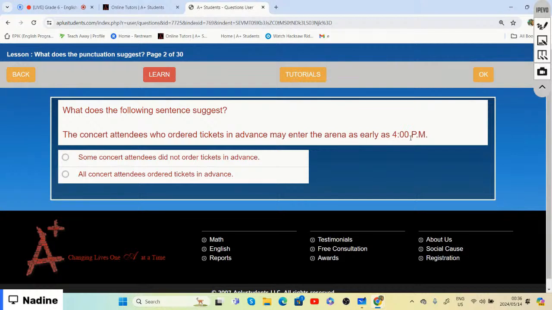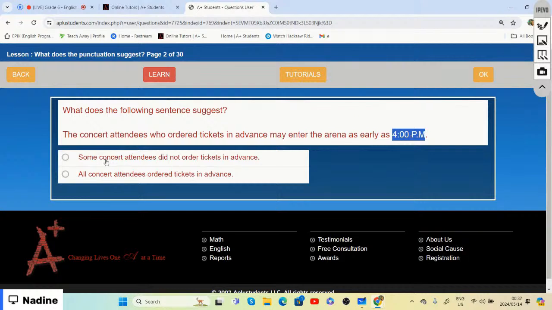So if you bought your tickets, let's say online, here they're saying that you can enter as early as 4 p.m., right? It's the ones who bought the tickets in advance, the ones who bought the tickets online way before the date that the concert is going to start. Which means that all the other people who are buying tickets, let's say today for the concert, cannot enter as early as 4 p.m. They are going to have to wait until after 4 p.m. in order to enter, right?